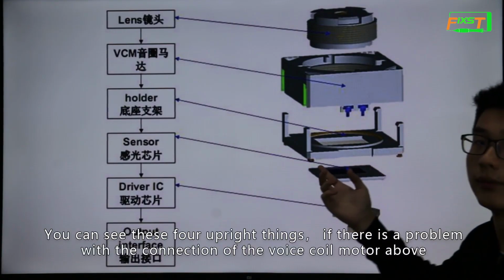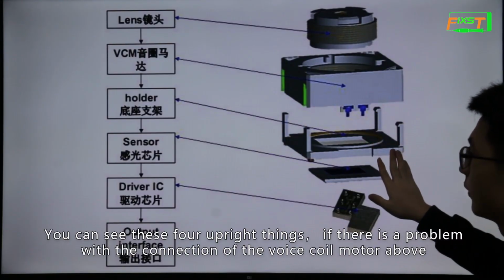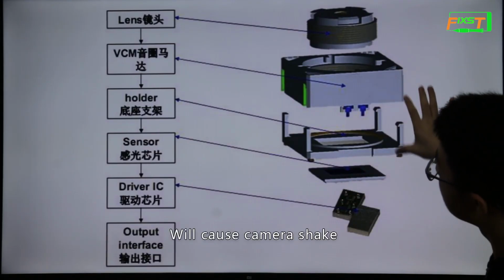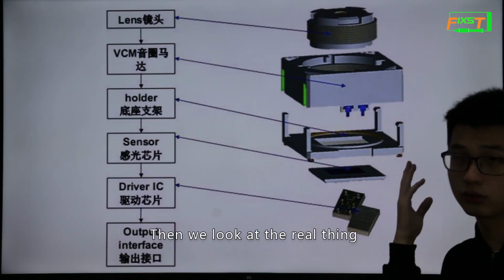You can see these 4 upright things. If there is a problem with the connection of the Voice-Coil motor above, it will cause camera shake. Then we look at the real thing.